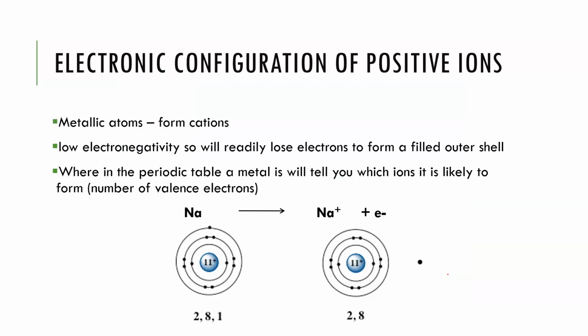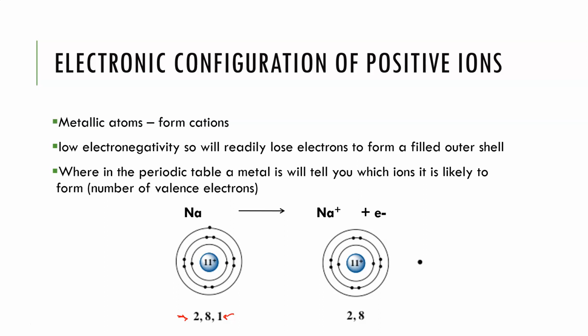When we look at the electron configuration, we will often still see things using the Bohr notation from year 10 and lower levels. Just remember that you should be using subshells in year 11 chemistry. Metallic atoms are always going to form cations. They have low electronegativity, so they will lose electrons. So where an element is in the periodic table will tell you which ions it is likely to form. The number of valence electrons will be the number of electrons that it's going to lose.